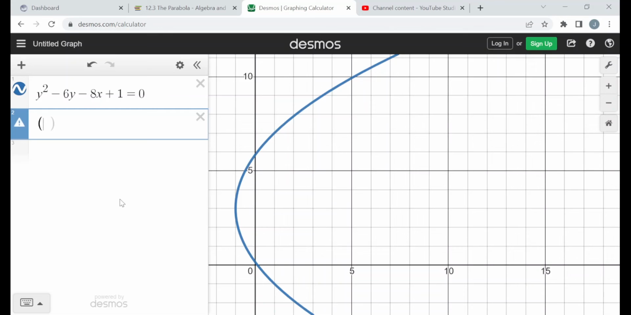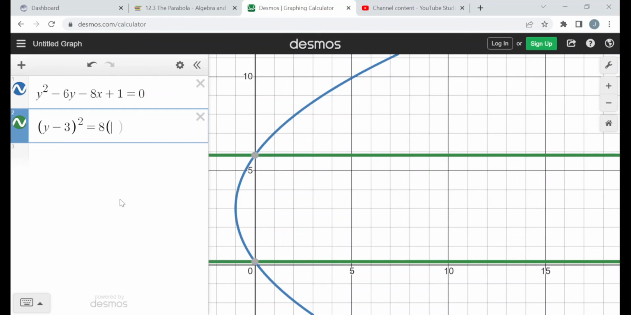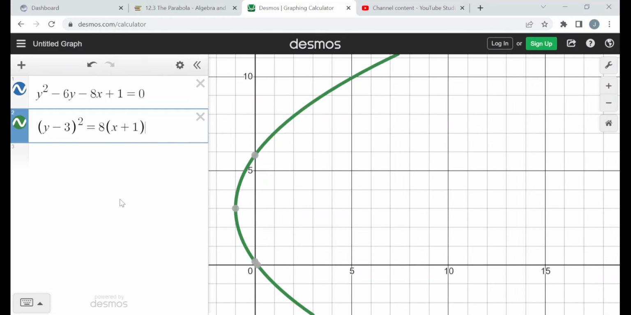I'm going to put in the equation we wrote in standard form, after I transform this to standard form. y minus 3 squared equals 8 times the quantity x plus 1, and you see it's the exact same graph. You can turn it off and on and see that it comes up right on top of the other one. So, great.